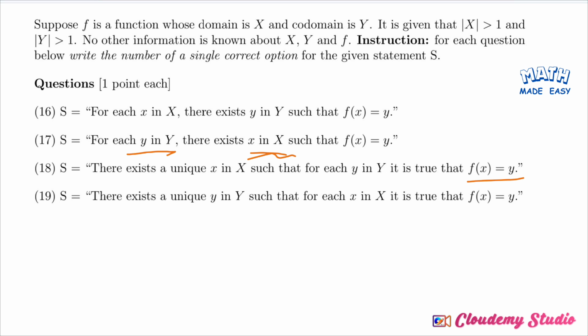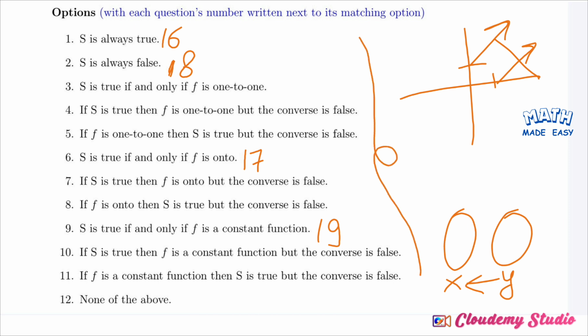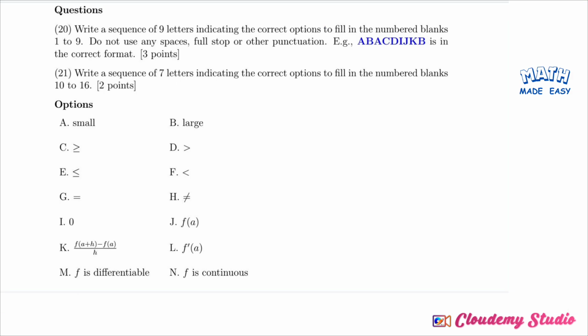Now next is: there exists a unique y in Y such that for each x it is happening. So this happens only when your function is a constant function. This is saying that your y is existing and for each x there exists a y as well. So this happens only when your function is a constant function. So these are some of the options that can match our questions. You have to just think what could be the other options.